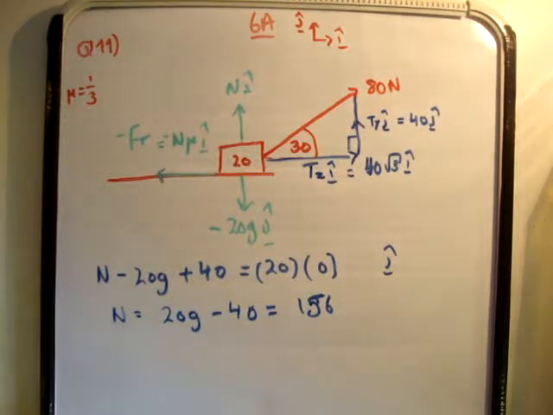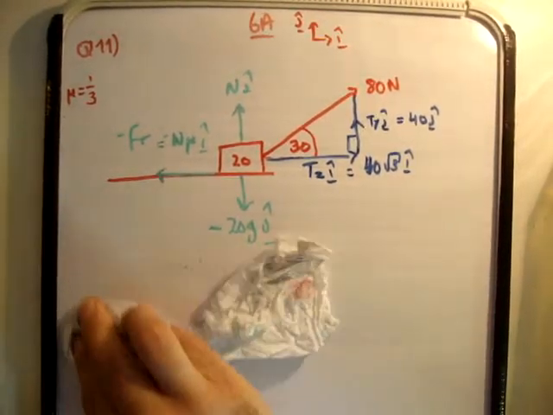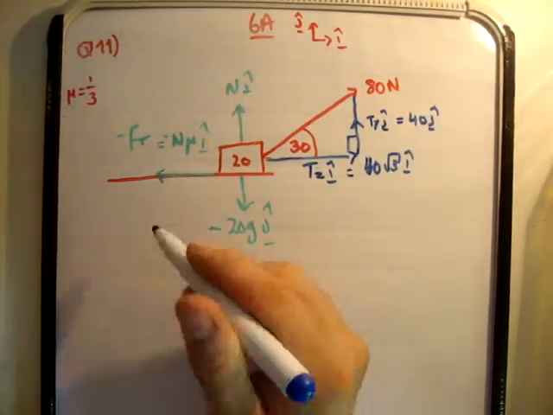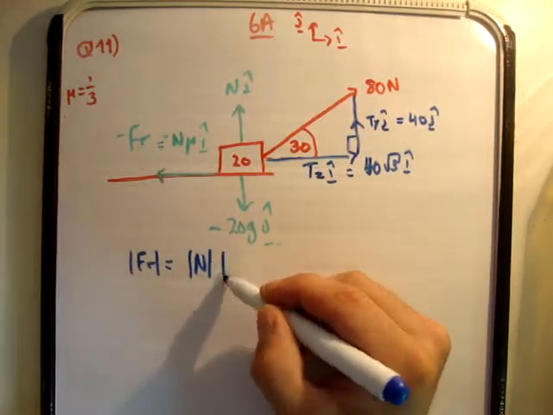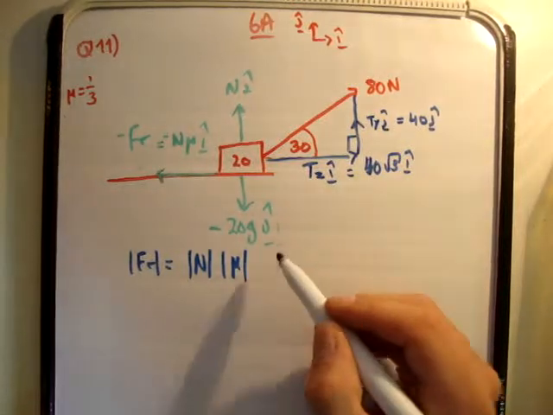Alright, so I don't think we need that piece of information anymore. What we do in actual fact, because we have to calculate the frictional force, is use the fact that the magnitude of the frictional force is equal to the magnitude of the normal times the magnitude of the coefficient of friction.